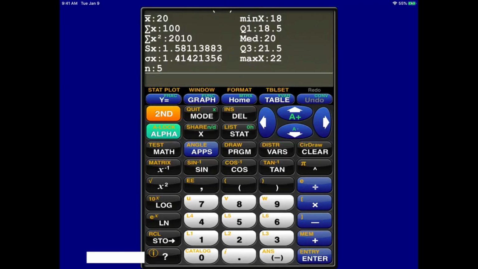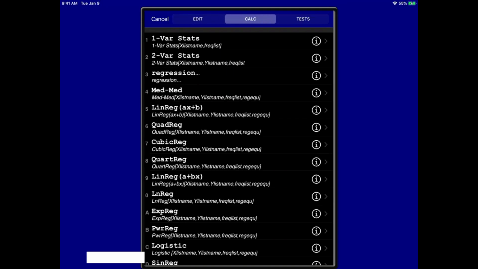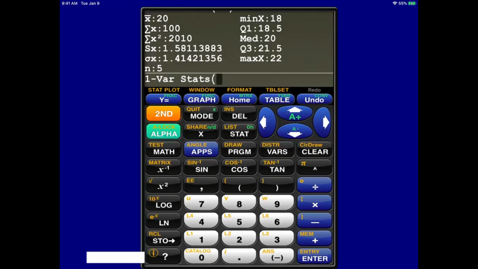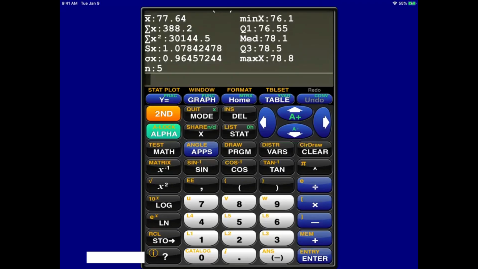So there you see X bar and Sx, which is the sample standard deviation, which is the one we want. And again, why do you want a sample? Is because we don't have the whole population. Those lists are just a couple of children's heights. Okay? And I'm going to do the same thing. Stat, calc, one var stats, and then here I just want L2, so I'll do it a different way. Second 2. Okay, and then there's our information. All right, let's go back to our notes.